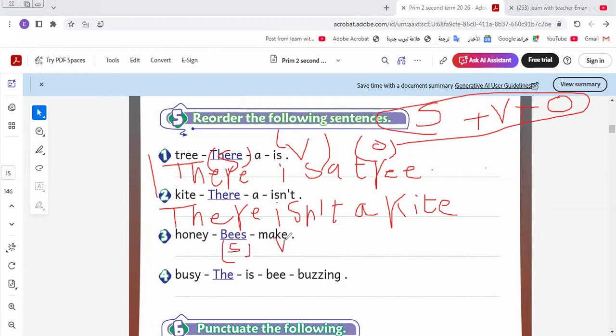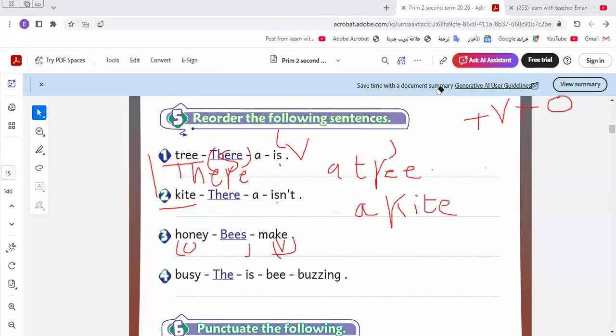So I will start with the subject, which is bees. Where is the verb? Here is the verb. Here is the object. Bees make what? Bees make honey. Okay, I will leave the rest for you to do by yourself as homework. Let's continue the rest of the exercise.